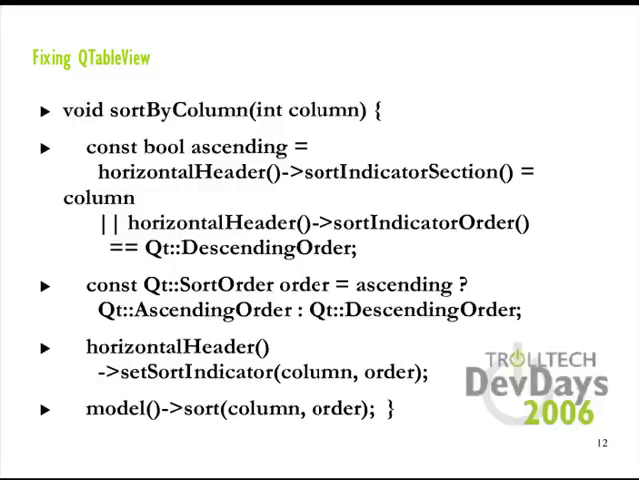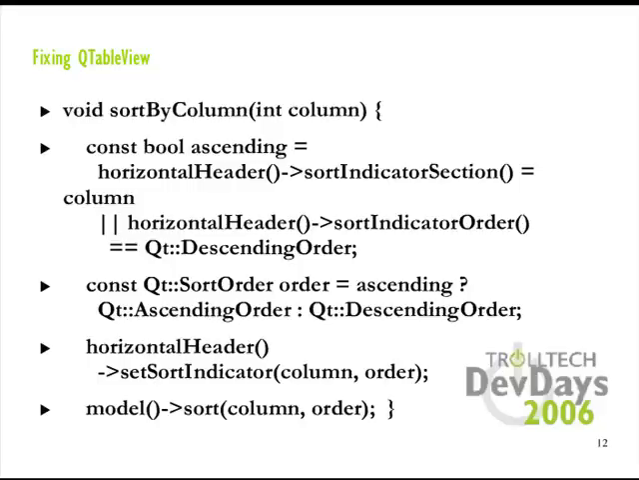Sort by column is a method. It's actually a slot on QTableView. You override that, and you figure out if we should be ascending or descending, and then you tell the horizontal header to set the sort indicator and tell the model to sort on the column and in the order you figured out. Boring, but necessary.